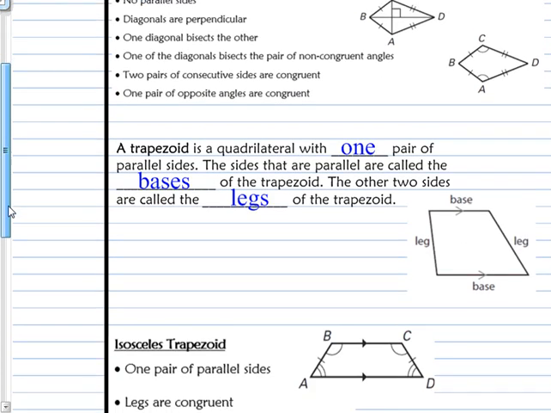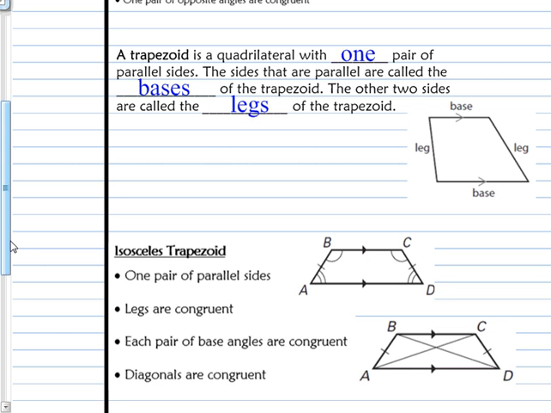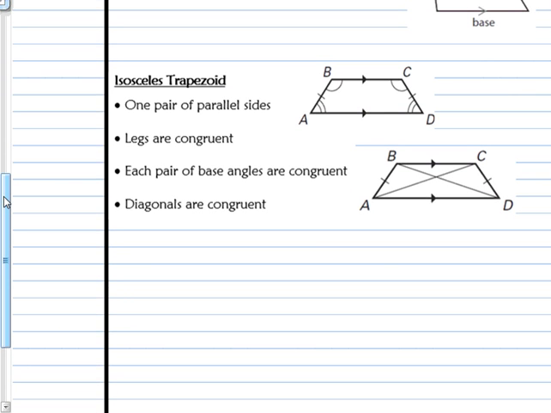A trapezoid is a quadrilateral that has one pair of parallel sides. The sides that are parallel are called the bases, and the other two sides are called the legs. That's the basic thing about a trapezoid. But then we have isosceles trapezoids. Isosceles trapezoids have one pair of parallel sides, just like a regular trapezoid. But they're called an isosceles trapezoid because they have two congruent sides, or two congruent legs. Third bullet point, each pair of base angles are congruent. So A is congruent to D, B is congruent to C. And the diagonals are congruent to each other.